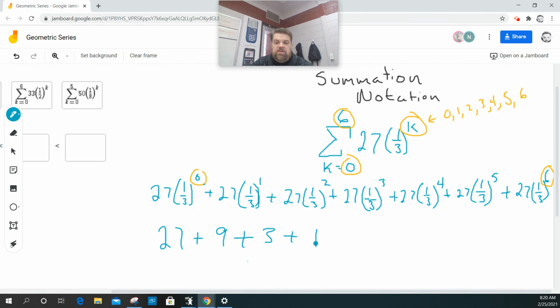If you notice, the pattern is we're dividing by 3 every time, so this next one should be 1/3. And how many terms is that? We've got 1, 2, 3, 4, 5, 6, 7 terms, and right now we've got 1, 2, 3, 4, 5, 6. So this will be this, and this should be this.